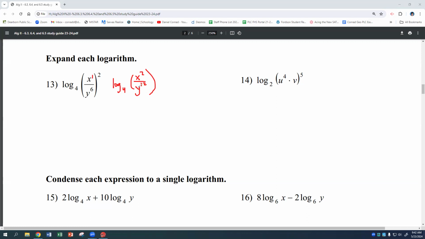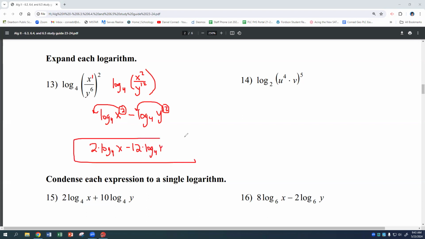Okay, and now we're dividing here. So that means when we expand this, we're going to subtract our log. So we're going to have log base 4 x squared minus log base 4 y to the 12th. So that's the quotient rule. And now we're going to use the power rule, and we're going to move our exponents out front. So this is going to become 2 times log base 4 x minus 12 times log base 4 y. And that is our expanded answer.